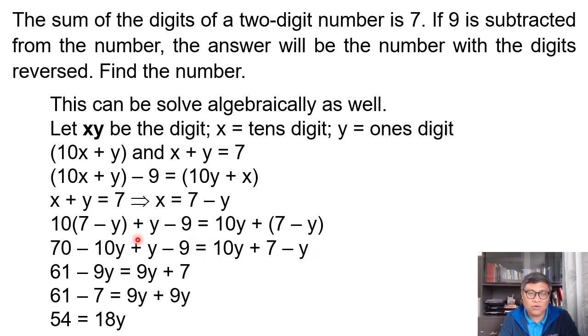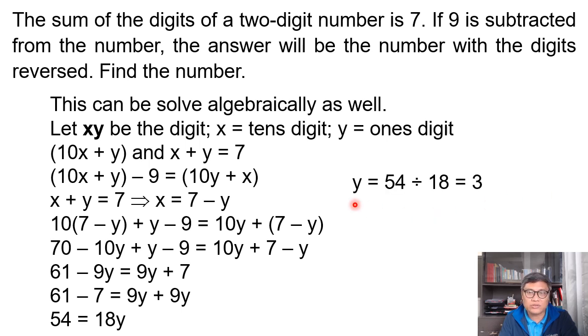So combining all similar terms, here I will be having 70 minus 9 is 61. Negative 10y plus y is negative 9y. On the right side, 10y minus y is 9y plus 7. So if I'm going to transpose negative 9y to the other side, and positive 7 to the other side, I will be having 61 minus 7 equals 9y plus 9y. Then, combining again, 61 minus 7 is 54, which equals 18y.